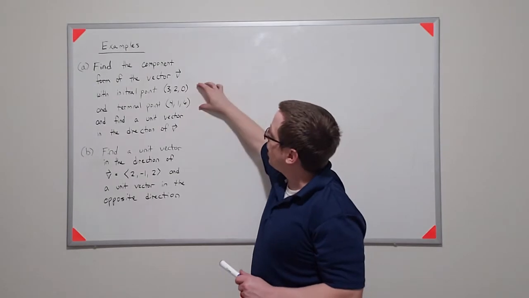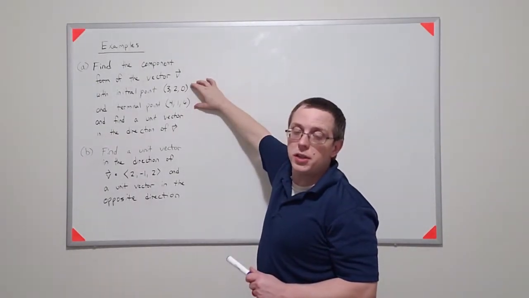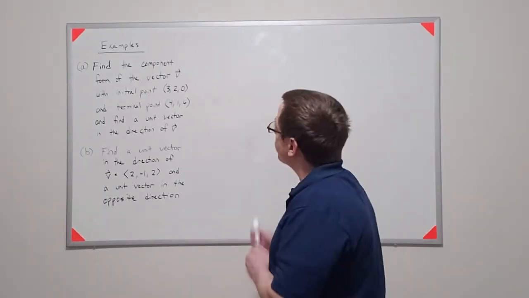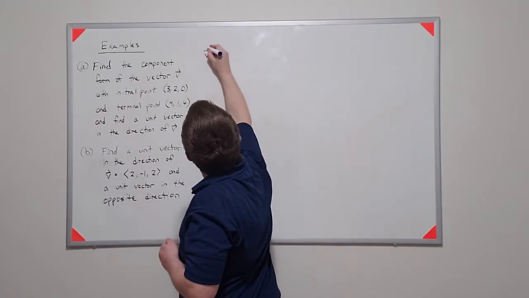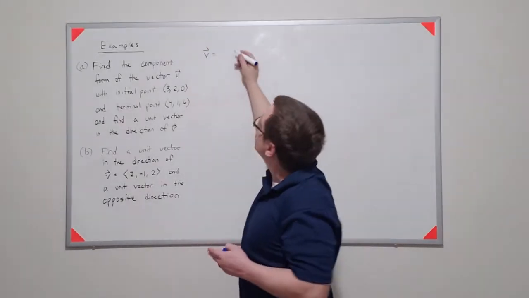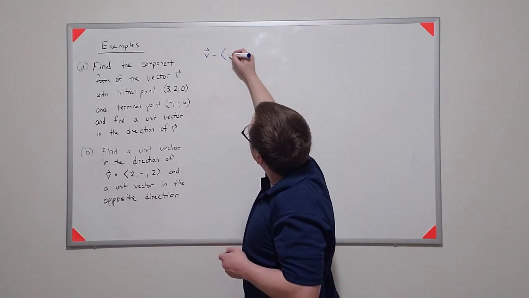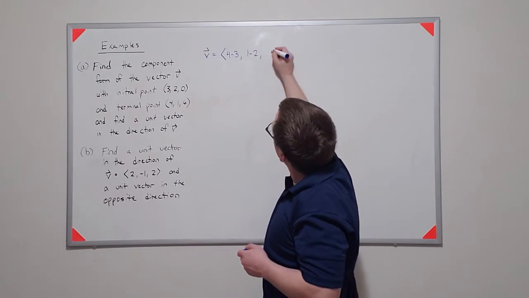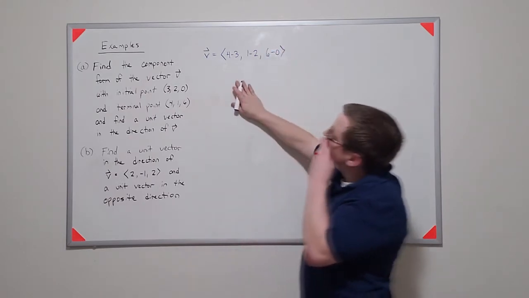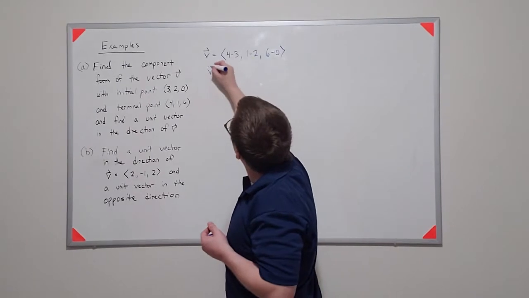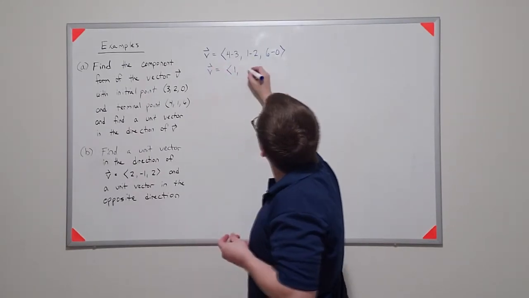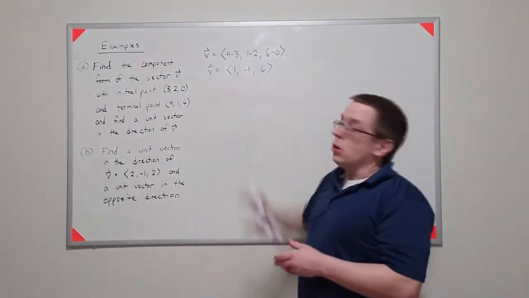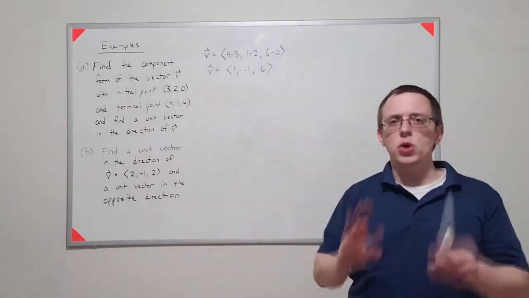And we want to find not only the vector that starts and ends at these points, but we want to find a unit vector as well. So let's go ahead and solve that. So remember, we just simply subtract the initial from the terminal. So we subtract here, and we end up with a vector <1, -1, 6>. So simple enough, right? But we also need to get a unit vector.